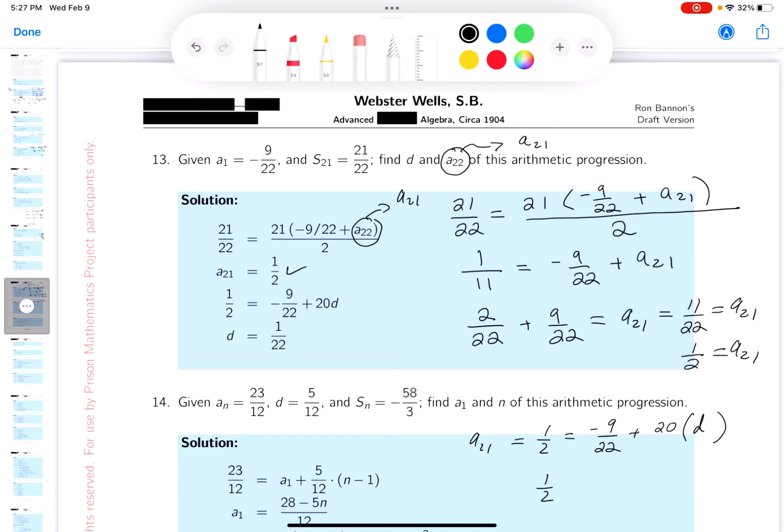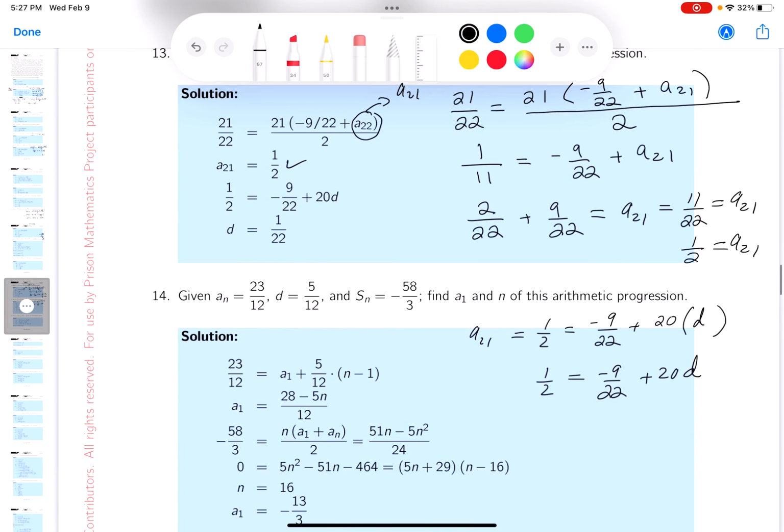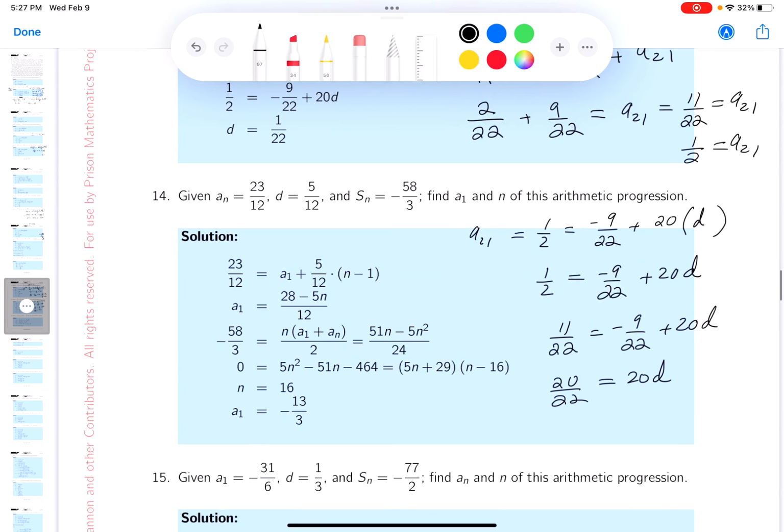1/2 equals minus 9 over 22 plus 20D. Well, I guess I got some work to do here, don't I? So it's 11 over 22 equals minus 9 over 22 plus 20D. This is going to be 20 over 22 equals 20D, or D would be equal to 1 over 22.